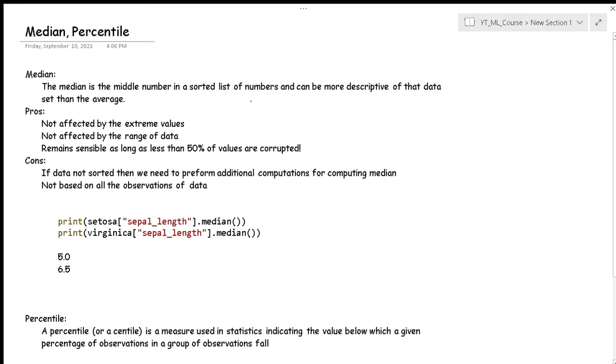Today we'll be talking about median and percentile. Those of you who know about the median and percentile can skip the video. It's just a basic introduction. Those who want to refresh the concept once, please stay with me.